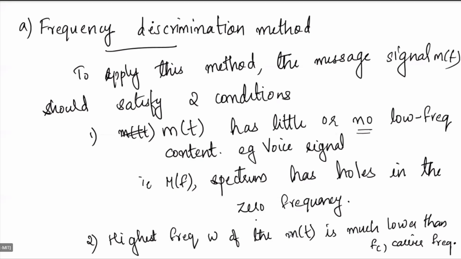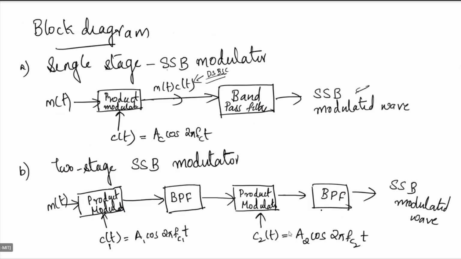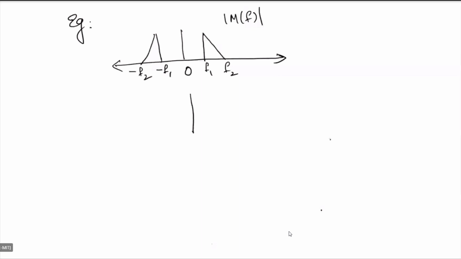And next is the message signal bandwidth. The higher frequency component of the message signal is much lower than the carrier frequency. Of course, that is like the normal technique only. So this should be an example for my message signal. Otherwise, we were explaining with message signals like this, right?